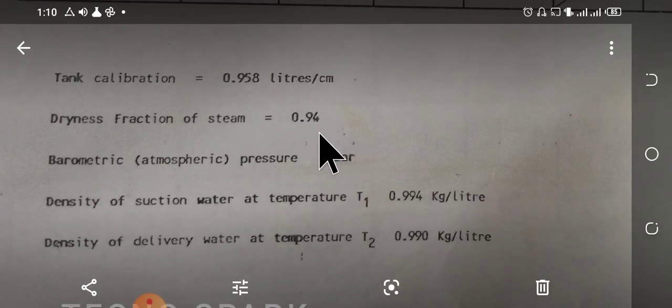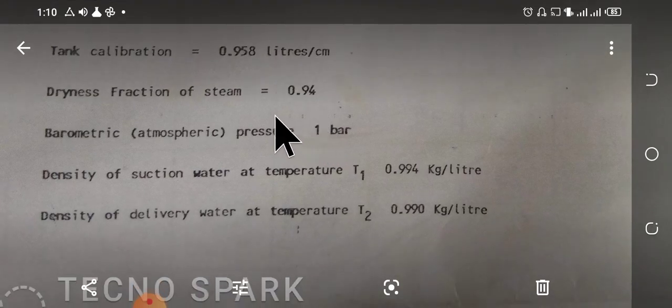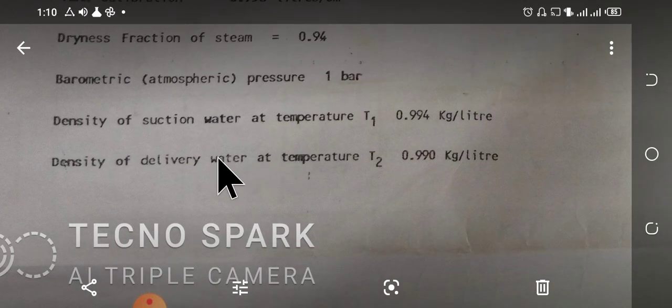Okay, the dryness fraction of steam: you have already done a numerical experiment on the dryness fraction. The current boiler has a dryness fraction of around 0.94, that is the quality of steam, also known as quality. The barometric pressure of Karachi is 1 bar. You already know it's sea level.